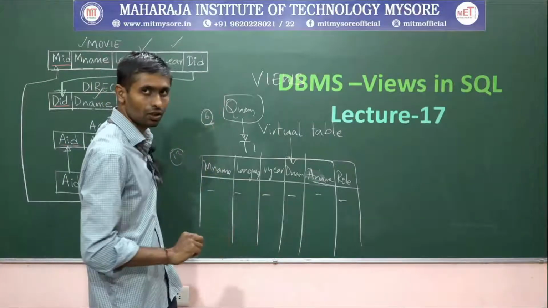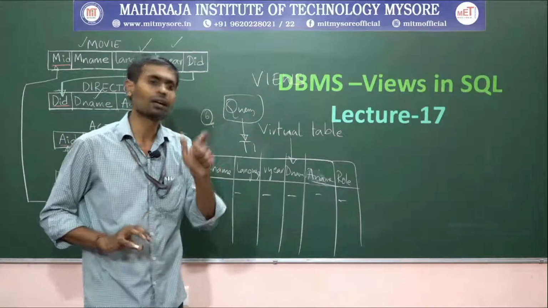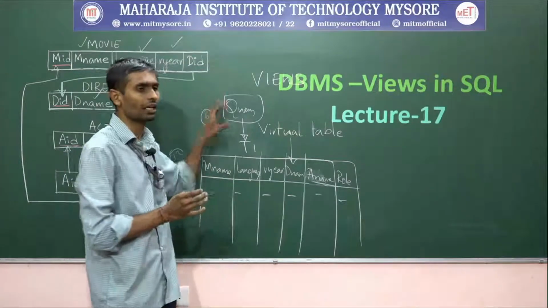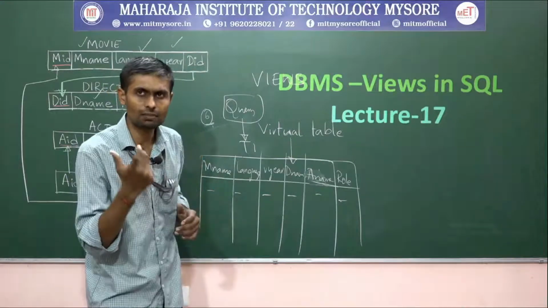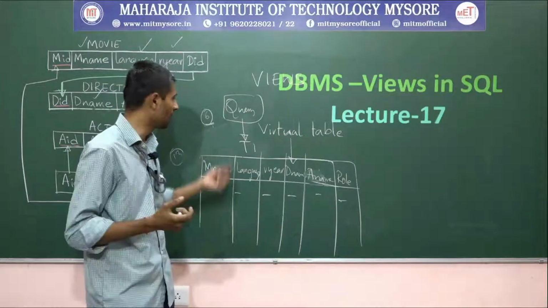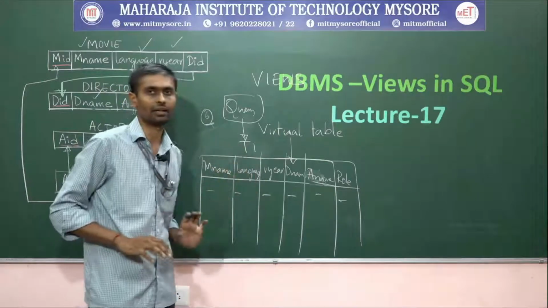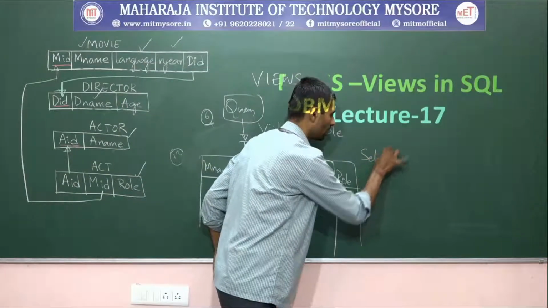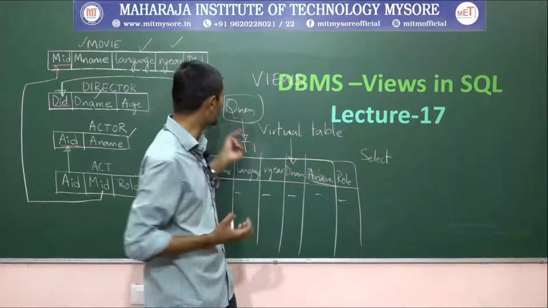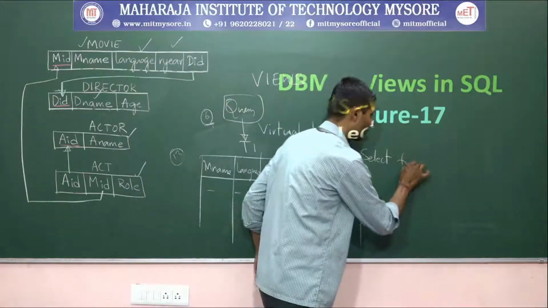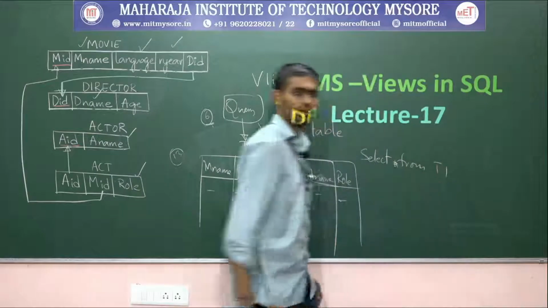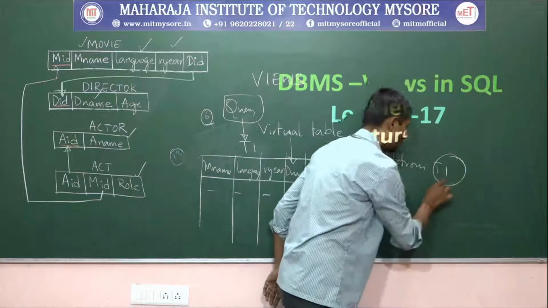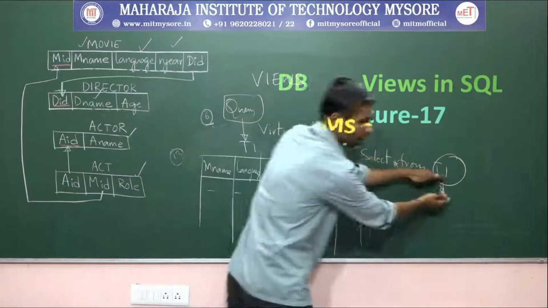Just as we give a name to a table, in the same fashion we will name a query and store that query. Storing a query consumes very little memory compared to storing the same data again. Whenever I want to re-execute this query, I will write select star from T1, or whichever attributes you want. When I say from T1, in the place of T1 the whole query replaces it, that's it.